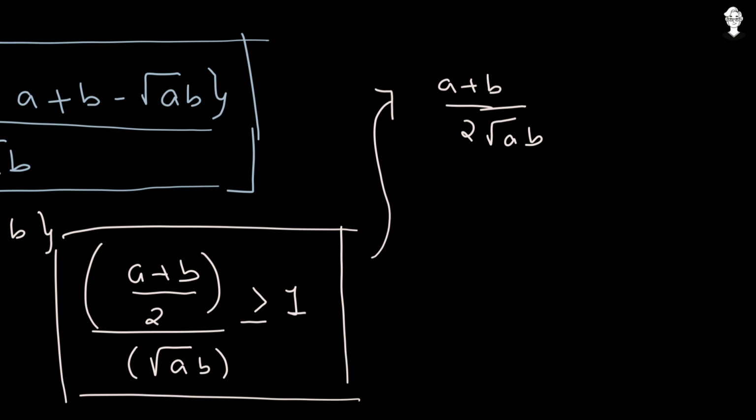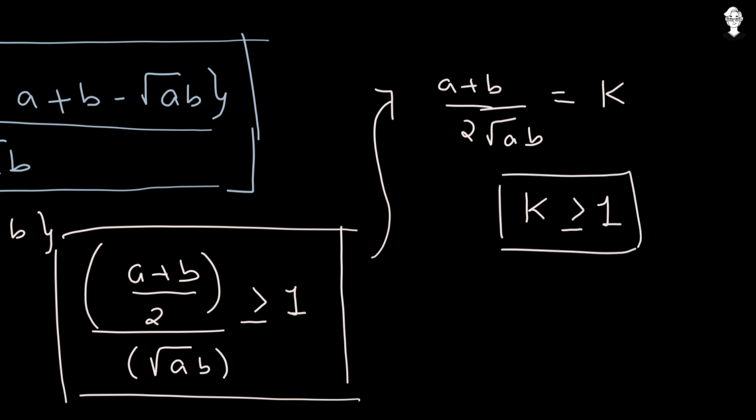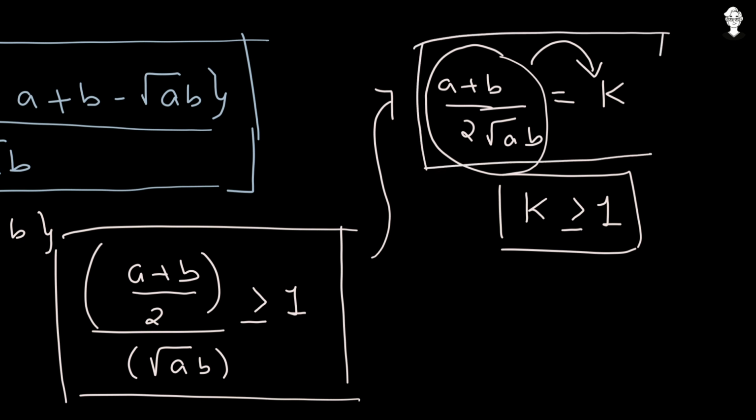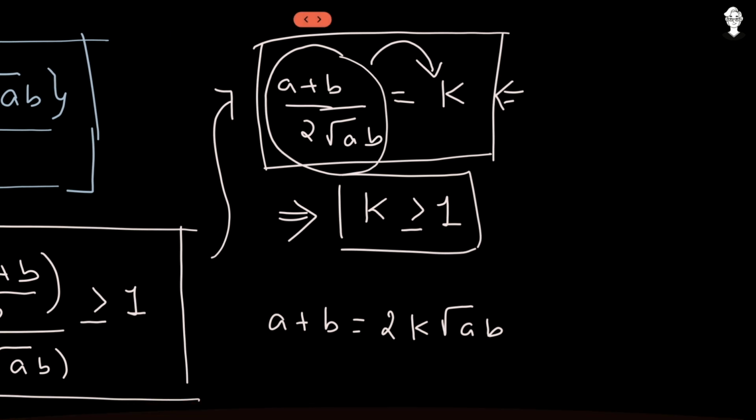So what if I equate this thing to a variable k and give k the particular boundary that k is always greater than or equal to 1? This particular fraction would always be equal to k, where k is either 1 or a value greater than 1. Simple. So we got this with the boundary for k that k is always greater than or equal to 1. So from this relation I can get that a + b equals 2 times k times square root of ab, where k is always greater than or equal to 1.